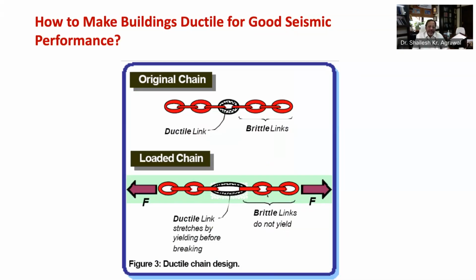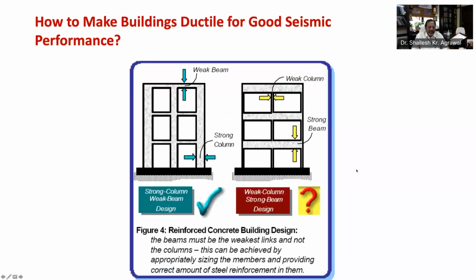So in capacity design, we want to have such a ductile chain and we have to make the ductile link the weakest link. Now let's put this concept of chain into earthquake resistant design of buildings. By now it is clear to you that buildings should be designed like a ductile chain. As seen in this figure 4, the common residential apartment construction comprises multi-storied buildings made of reinforced cement concrete. It consists of horizontal and vertical members, namely your beams and columns.